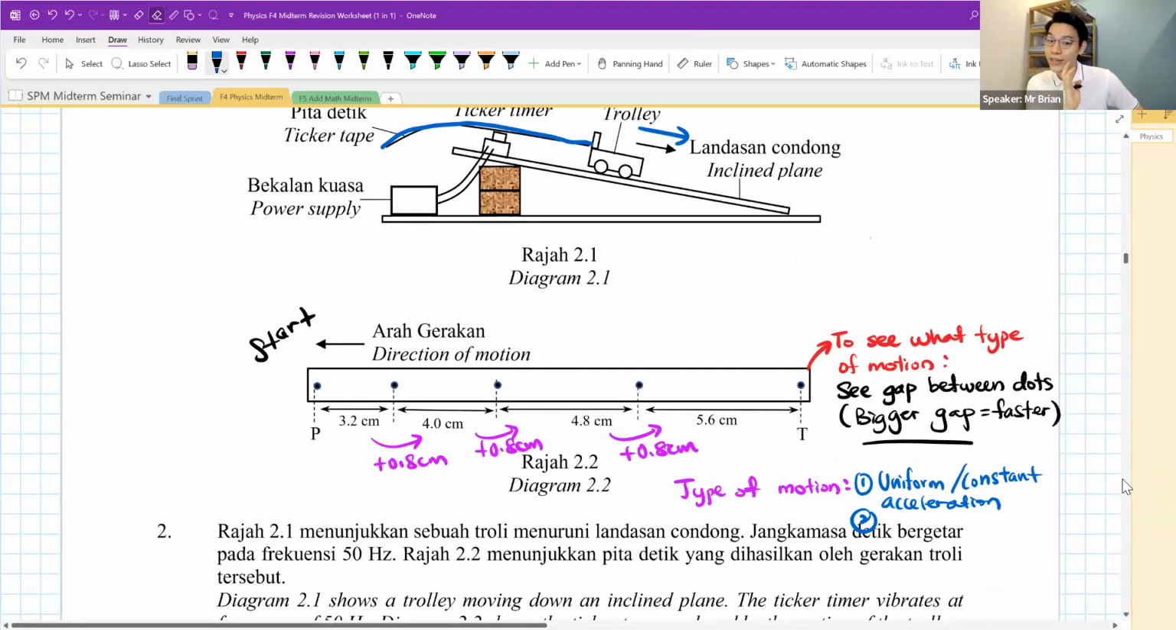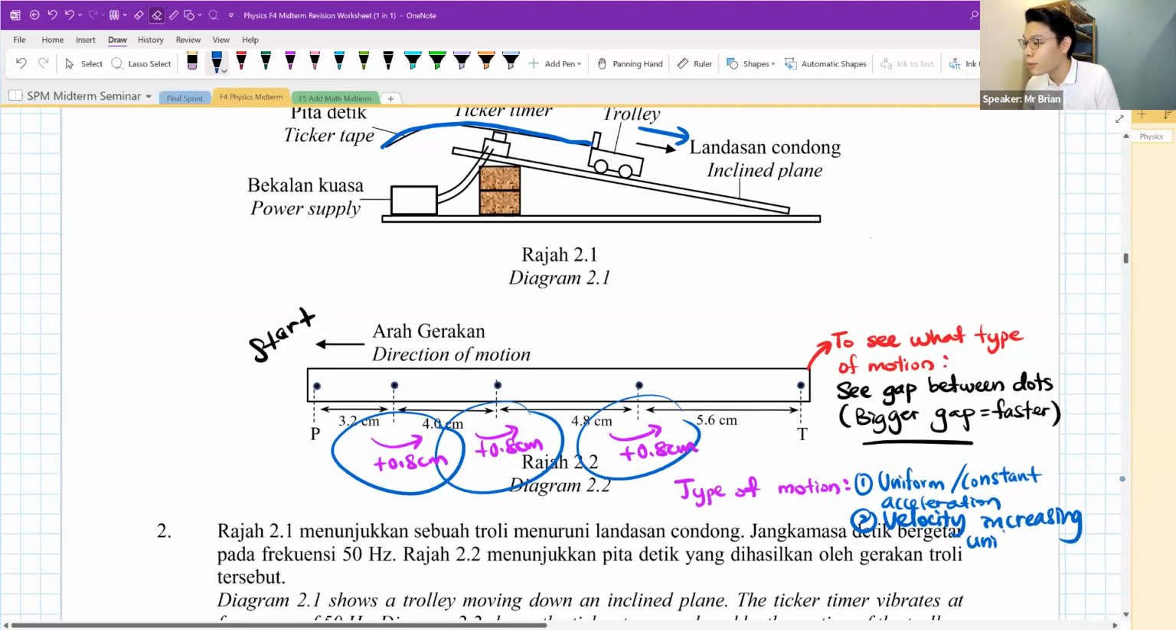Oh, somebody said zero velocity. That is a bit scary. Velocity, you think of speed. When you say zero speed, that means the trolley never even moves. Be careful of that. Just now we already said that it speeds up. So maybe I should say velocity is increasing, speeding up. Velocity is increasing, but it is increasing at a very uniform pace, right? It's all 0.8, 0.8, 0.8. So increasing uniformly. They accept these two answers. You write anyone also can.